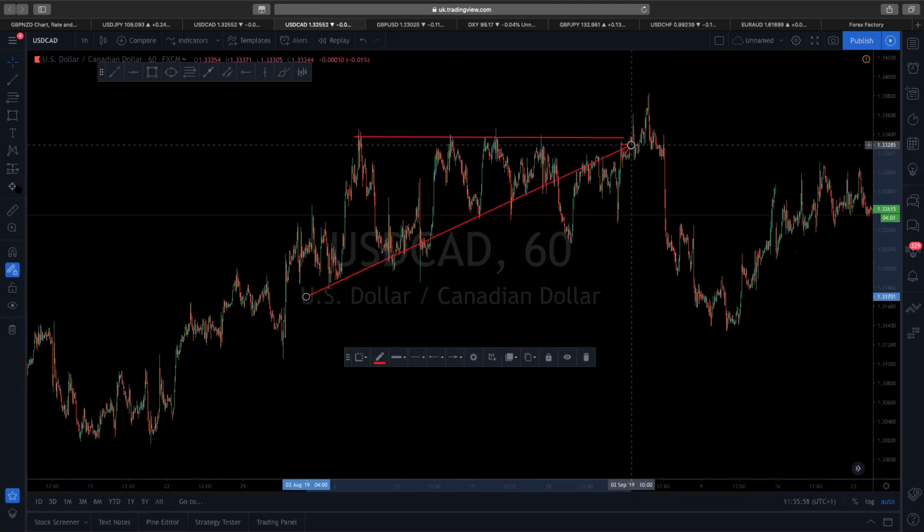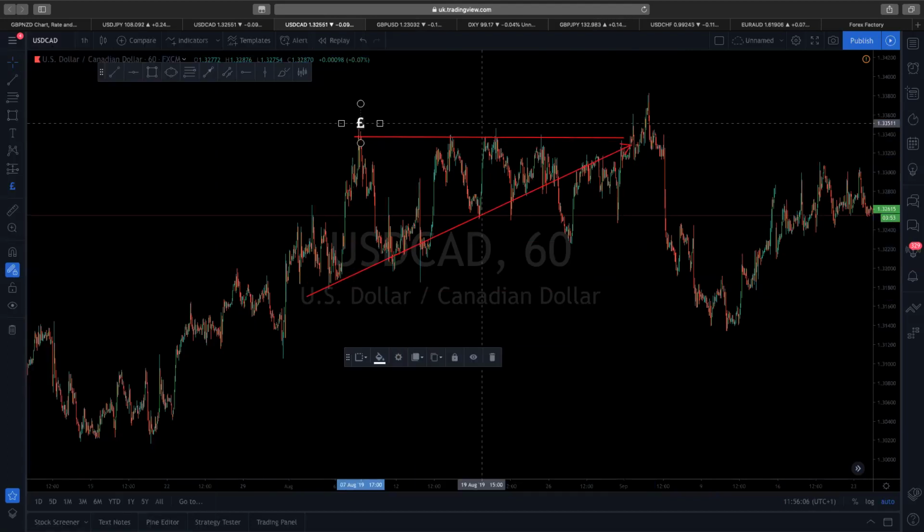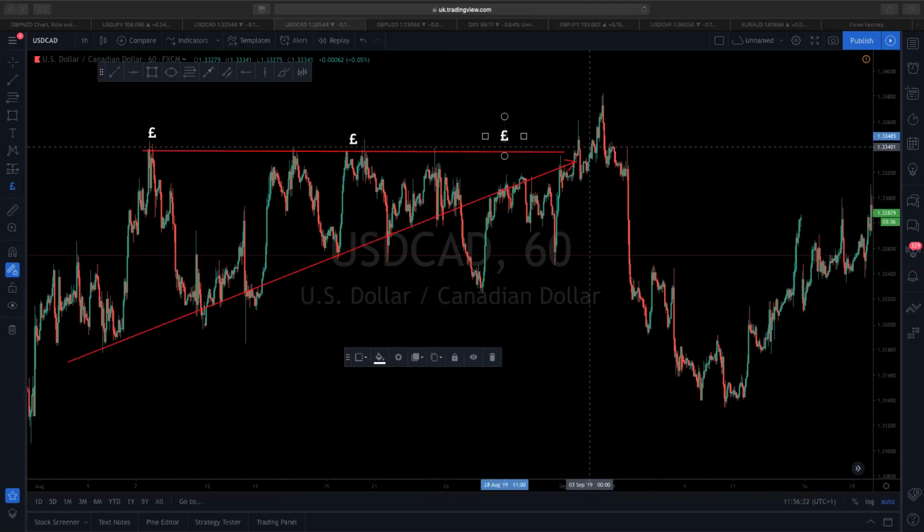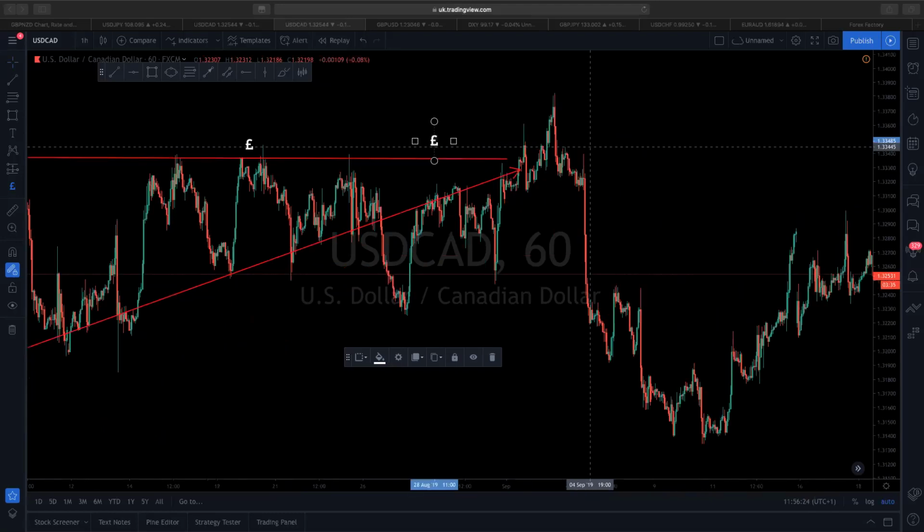So we have a lot of liquidity here. We have pools of stop losses here. People place their stop losses here. So people that sold here, boom, it came back, break even. Sell again, bam, break even. Came down again, came here again, break even. Then what happened? Finally, it went the opposite direction.